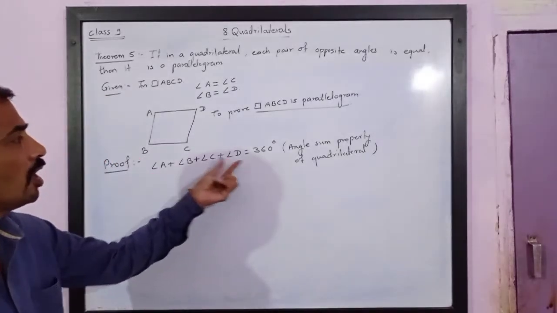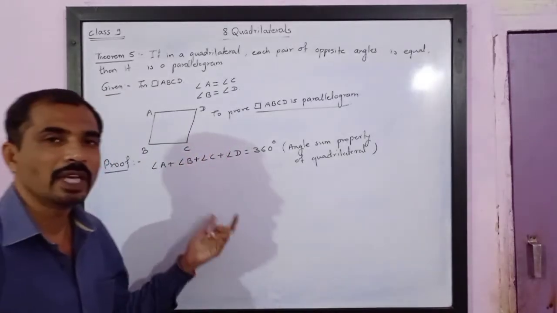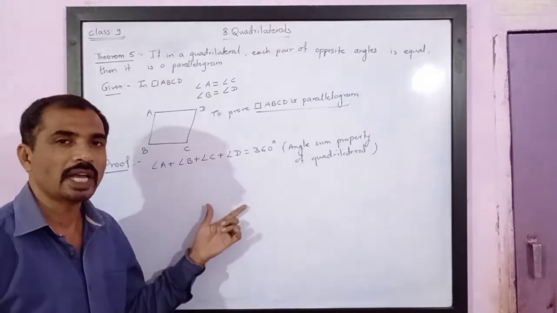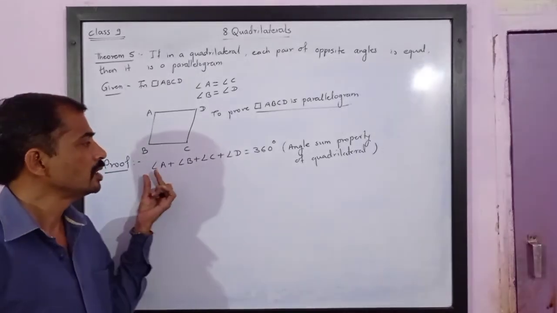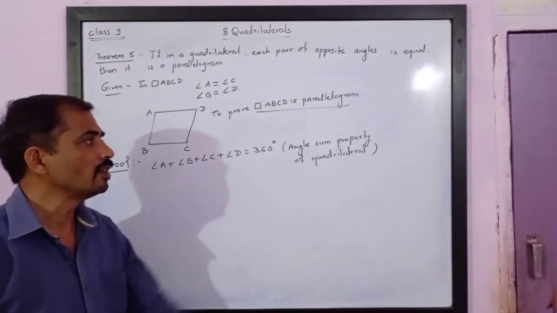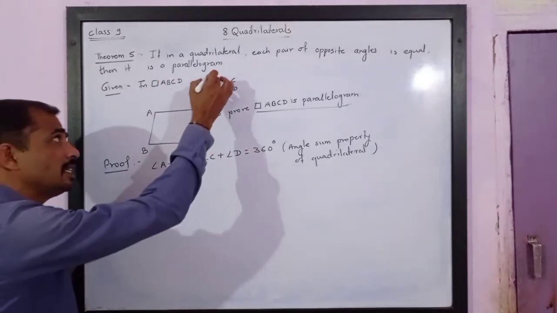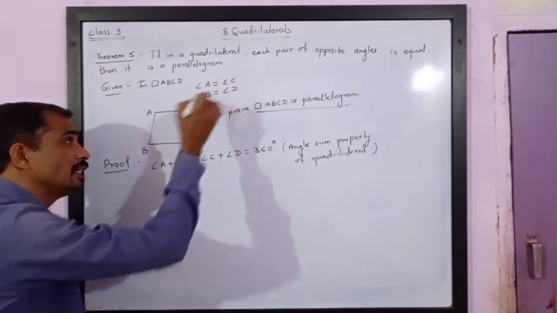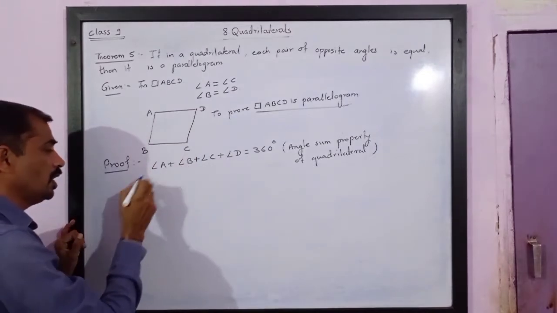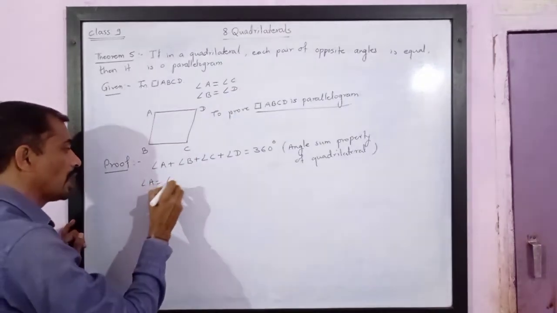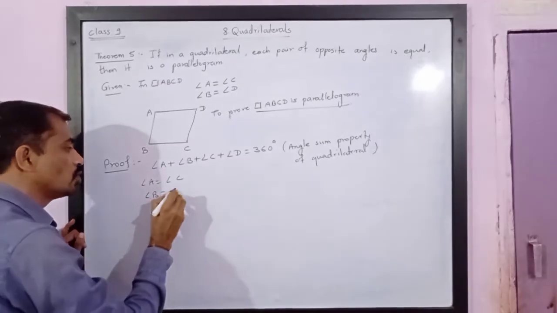The sum of all the angles of a quadrilateral, whatever its shape, can be a kite or a trapezium, is always 360. But in this case, what has happened? Angle A is equal to angle C, angle B is equal to angle D. So we are given that angle A equals angle C and angle B equals angle D.